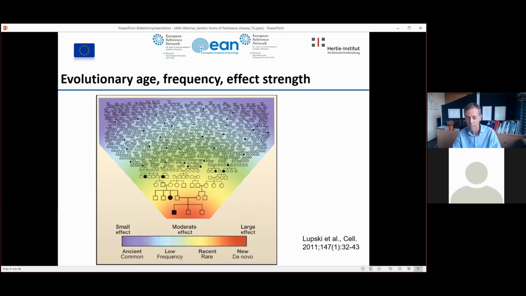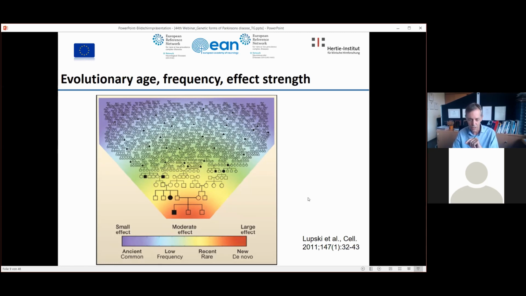A strong effect variant, for example, one that causes a severe disease, cannot be passed on for many, many generations because it would be evolutionary detrimental. So in general, common variants are usually very ancient, but they have a small effect. Large effect variants are usually relatively recent. They're either de novo, they just arise as a new mutation, or they're relatively recent in the evolutionary history.